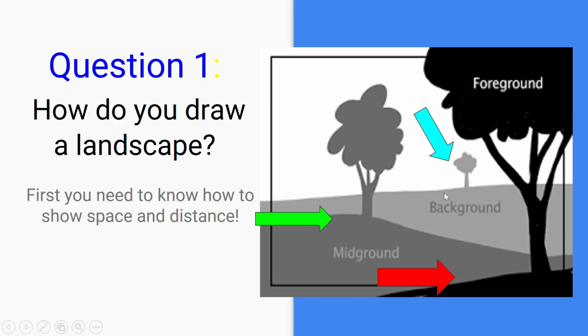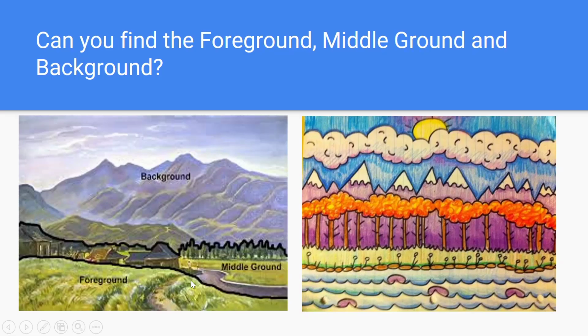The background back here, this is where you will find your horizon line that separates your sky space from your ground. You will also put objects that you want to appear farther away. We make these objects much smaller and put them on the horizon line. This gives the appearance of distance. Can you find the foreground, middle ground, and background in these two images? Take a second and try.